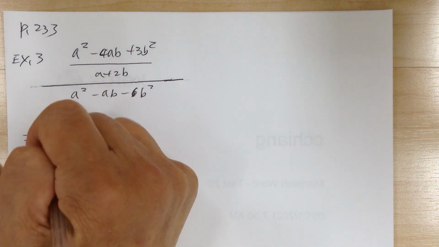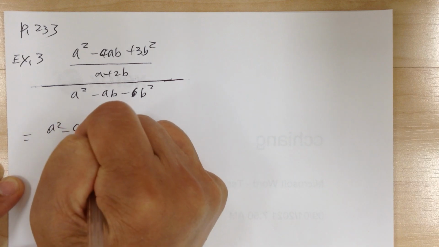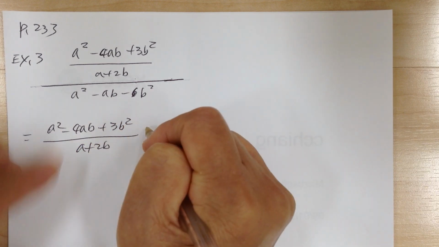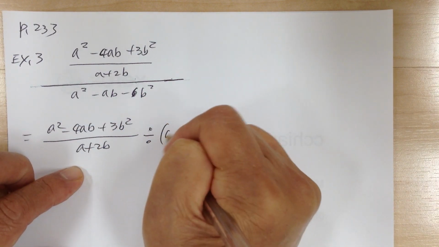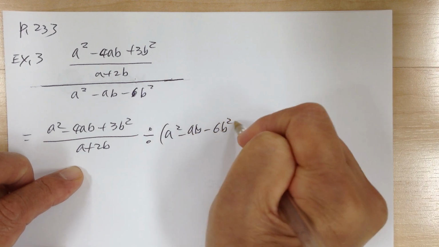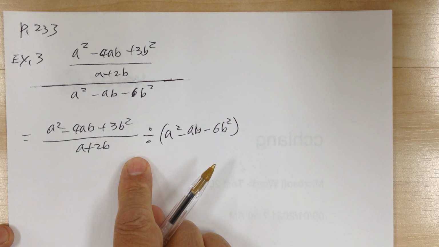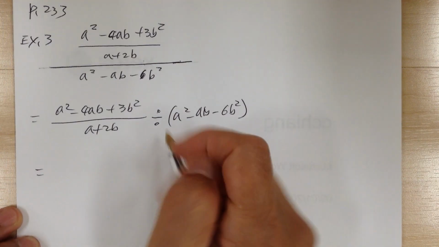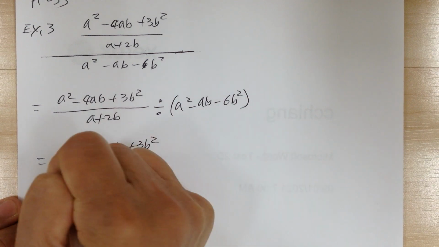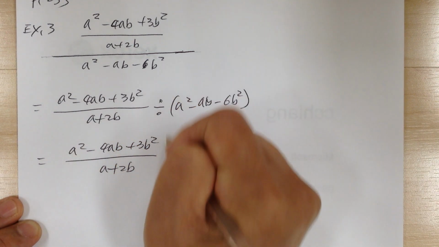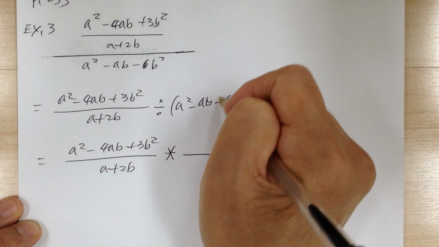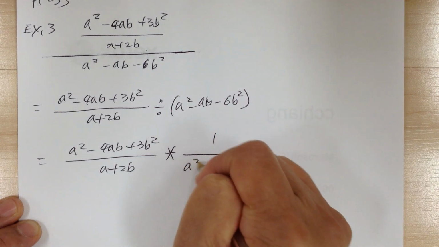So what this means is that this is equal to (a squared minus 4ab plus 3b squared) over (a plus 2b) divided by (a squared minus ab minus 6b squared). Okay, so this is what it means. So now you're going to convert that into multiplication. So this becomes (a squared minus 4ab plus 3b squared) over (a plus 2b) times, making it into multiplication, and this is on top, so it becomes 1 over, you have to take the reciprocal, right?